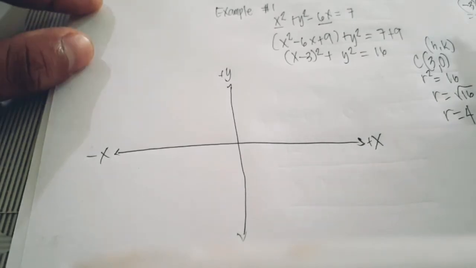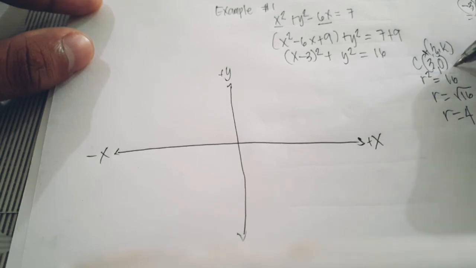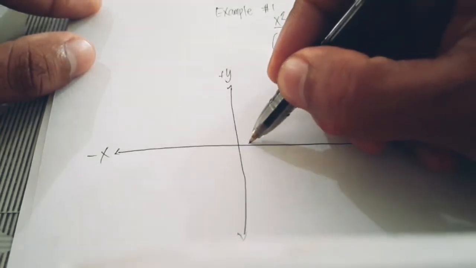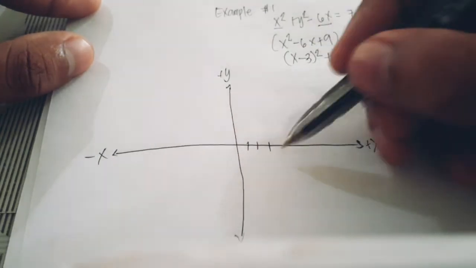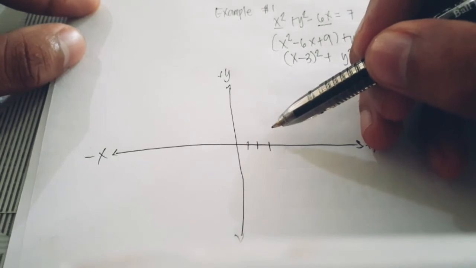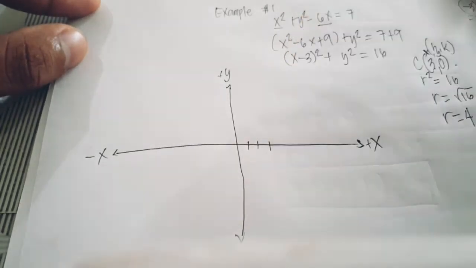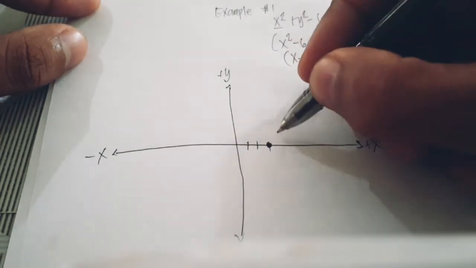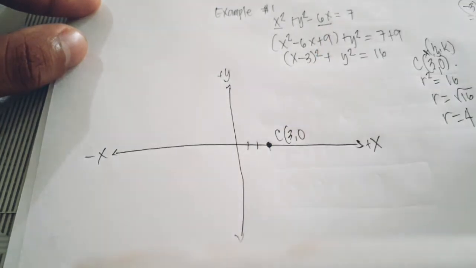So we have here the coordinates (3, 0). So this is our x, this is our y. So count, for our x we have 3. So 1, 2, 3. For our y, 0, so we don't have to move any units up or down because our y is 0. So our center will be found here. So this is our center. So C is at (3, 0).